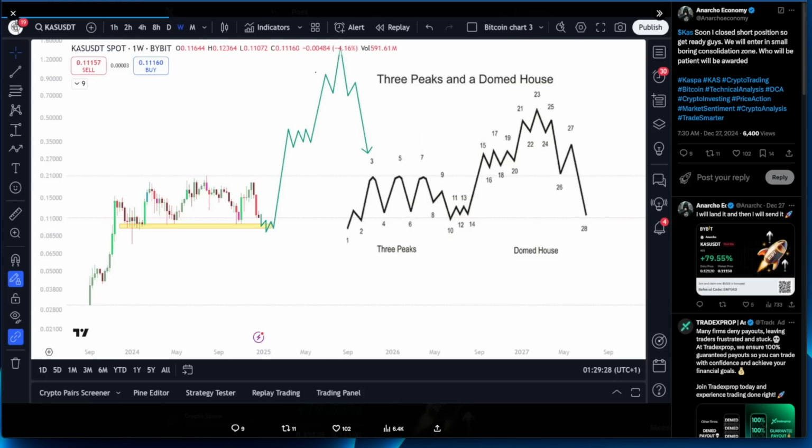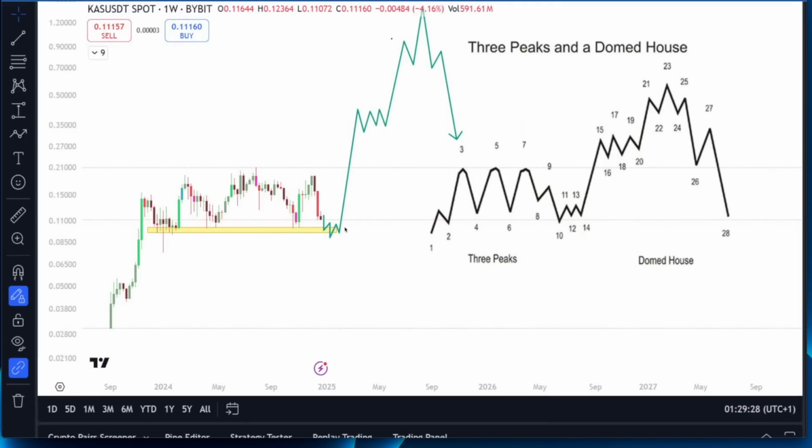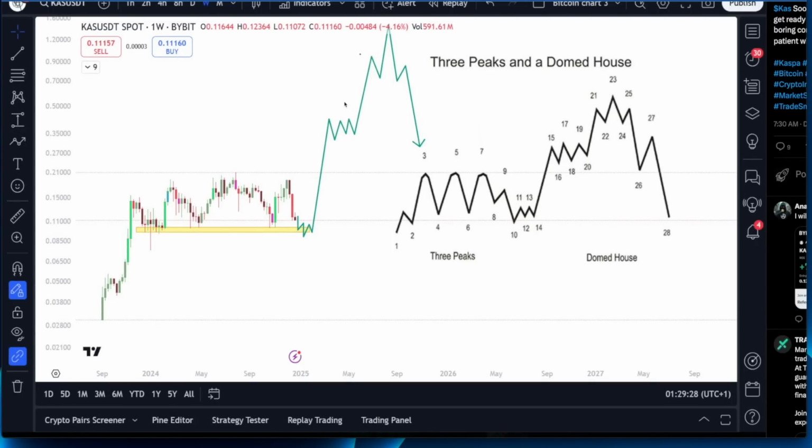Anyways, let's move on, because we've got this chart posted about Kaspa by Mr. Anarcho. It's the weekly, and he says that he closed his short position. So get ready, guys. We will enter a small boring consolidation zone. Whoever is patient will be rewarded. Of course, I'm not saying that only because some random dude on X closed his short position it will have to pump, but it's very likely that we are going to see a little bit more boredom towards, let's say, the 20th of January, and after the inauguration, I think everything should rally towards the upside. Of course, we can see some very quick deviations towards the downside, and then probably we are going to see some rally.